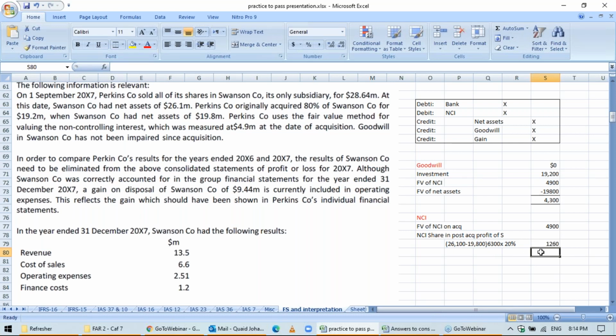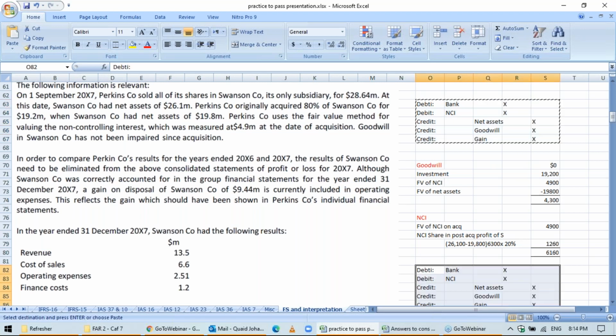So the NCI at the time of disposal is 4,900 plus 1,260. So it's 6,160. So now you arrive at two figures, the NCI and the goodwill. So now in order to calculate the gain, let's use this entry. See what happens. Plug in the figures in this entry.